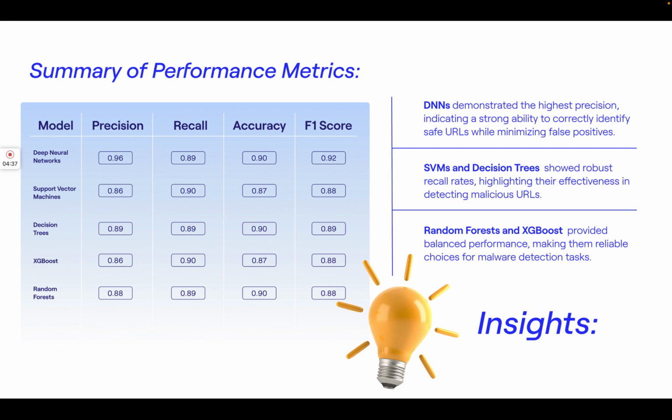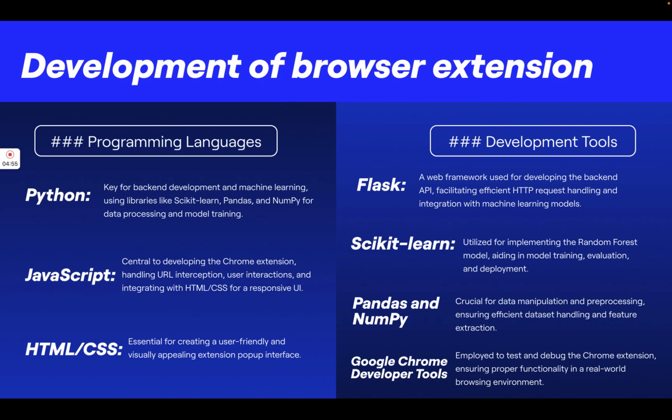So this was the summary of the metrics that were obtained in this project, and the DNN demonstrated the highest, indicating very strong performance in correctly identifying safe URLs. So we'll move to the development of this browser extension.